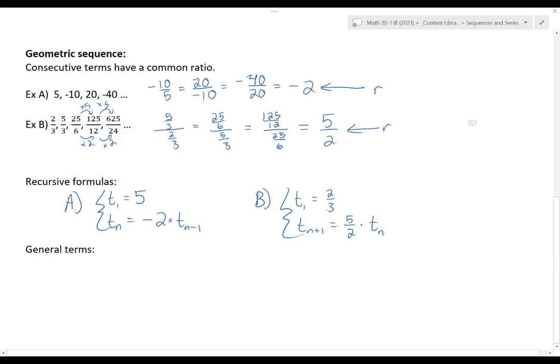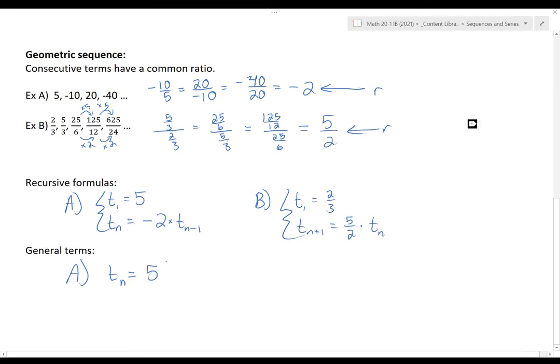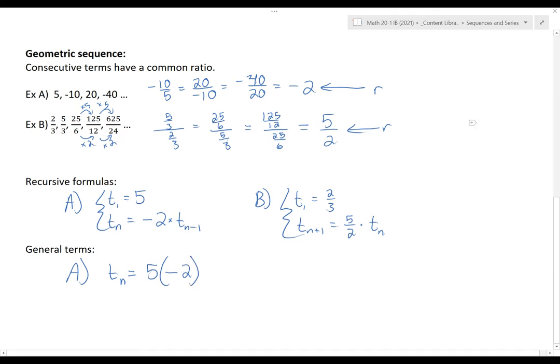For the general term of a geometric sequence, we have exponential relationships. For example A, we start with our first term. So Tn is, in this case, 5 times the common ratio. The common ratio is going to be the base of the exponent because that's the thing we keep multiplying by. And the exponent is going to be n minus 1 because our first term hasn't yet been multiplied by negative 2, but every consecutive one has. For the second term, I've multiplied by negative 2 one time. For the third term, I've multiplied by negative 2 two times. So it's always one less than the term number.